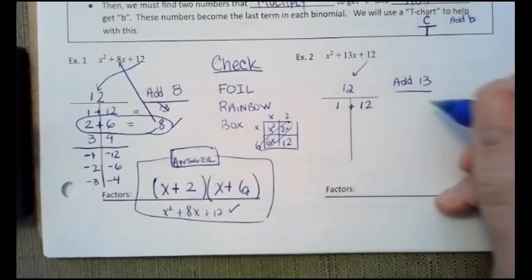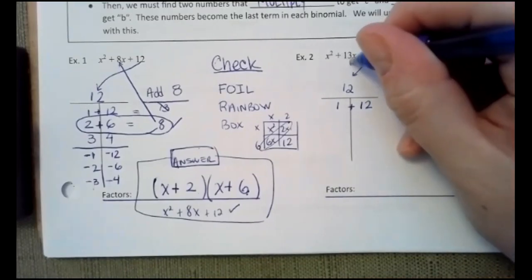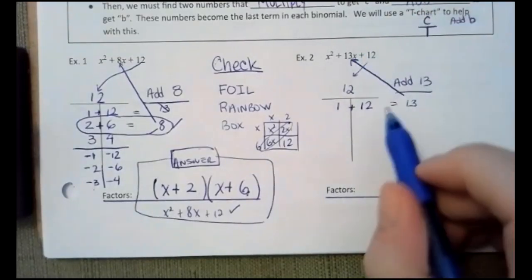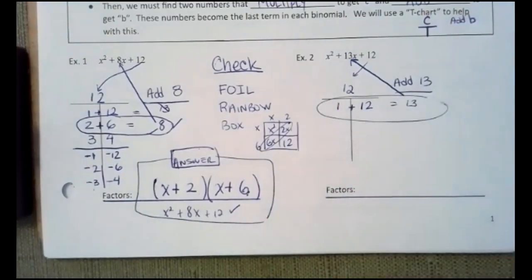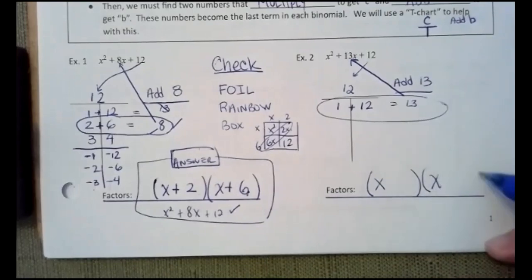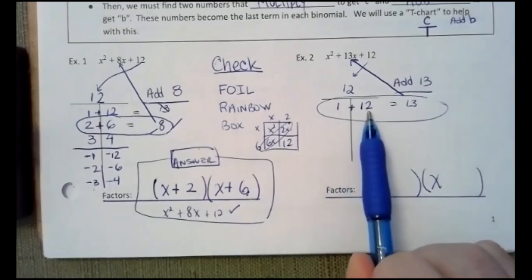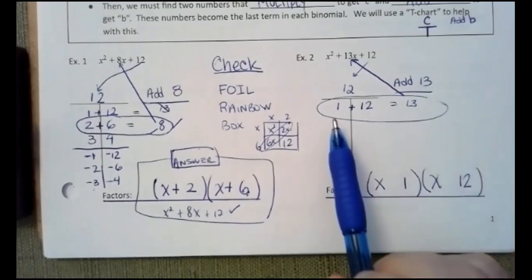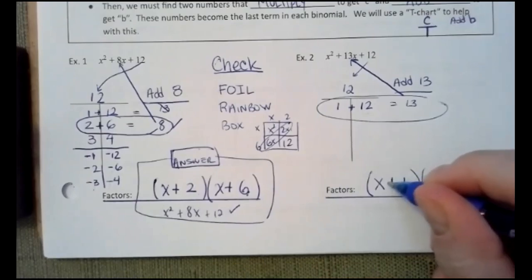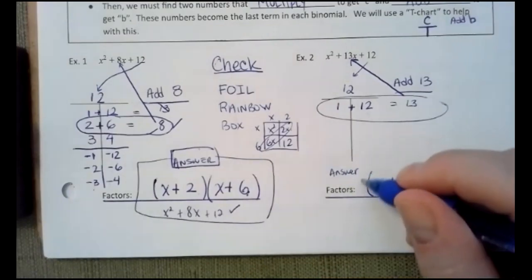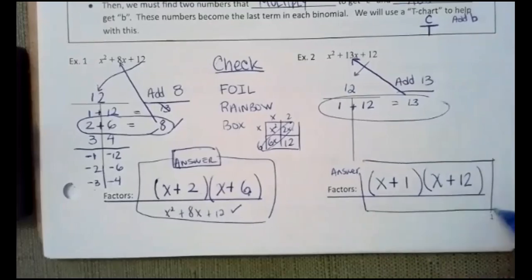If I add these together, look, I found the number right away. They make 13. So I'm going to circle this pair, and all I have to do is write my final answer. I'm going to write x at the beginning of both factors, and I'm going to take my two numbers and fill in the second term, a 1, a 12. Both numbers were positive, so I'm going to put 2 pluses. What is our answer? Our answer is this. That's our answer.